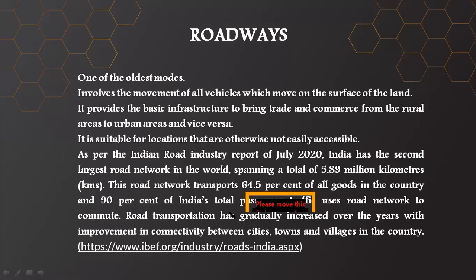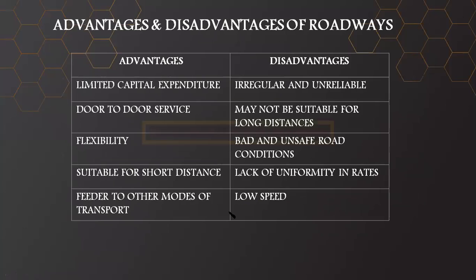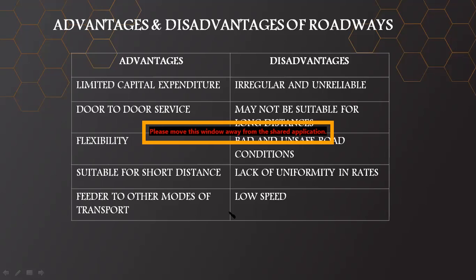Here again you can see the statistics of how it has been in India, how the roadways are being constructed. Now here major domestic cargo is also moving through national and state highways in our country. Now here you can see the advantages and disadvantages. Compared to railways and all, capital expenditure is very less because you don't have to spend much on the infrastructure or the vehicles over here. It does provide door-to-door services compared to railways and airways and all.